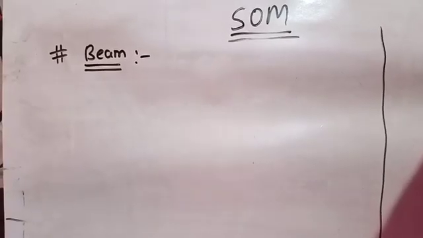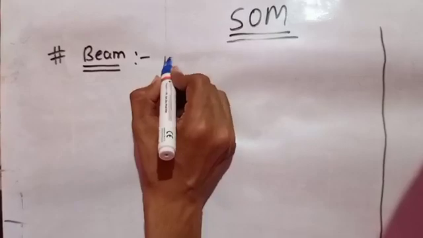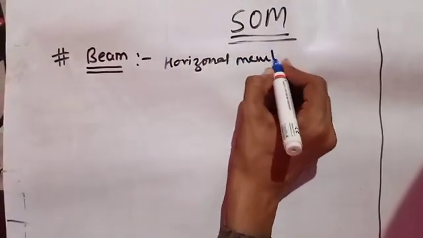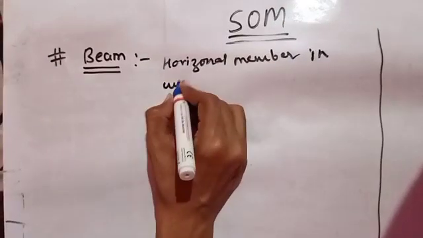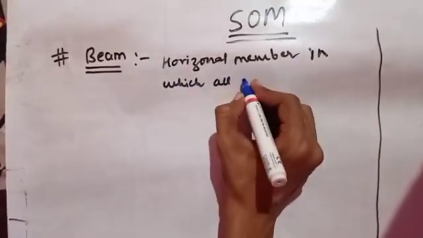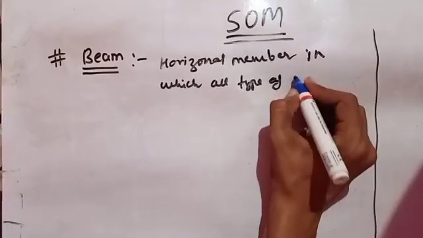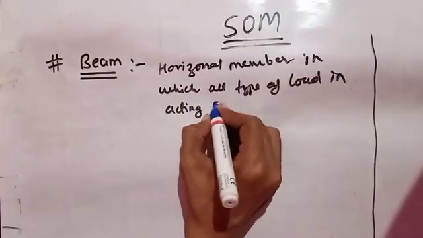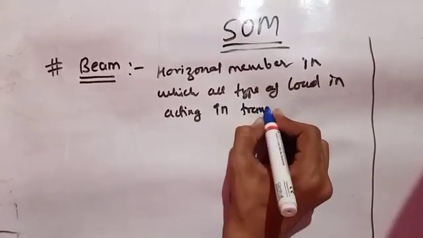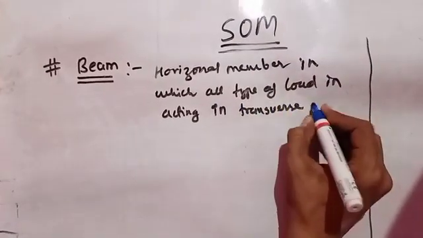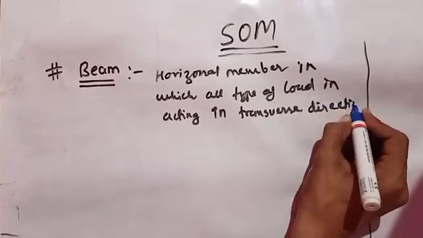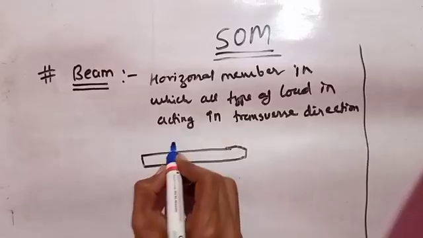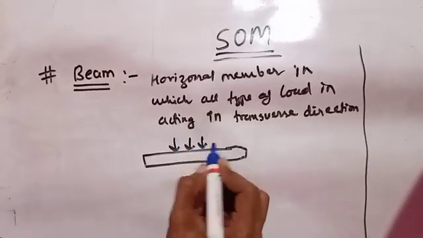Beam. What is beam? Beam is a horizontal member in which all type of load is acting in transverse direction. Like this is beam, and all type of load are in transverse direction.